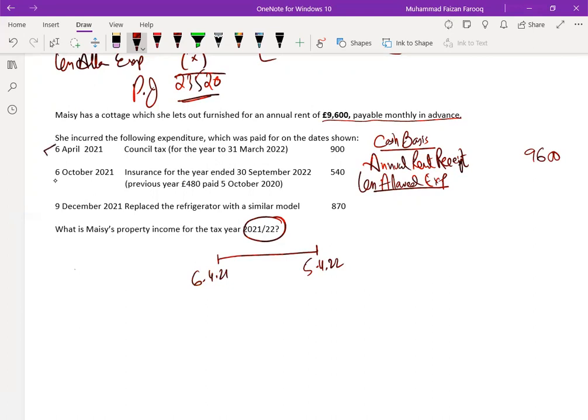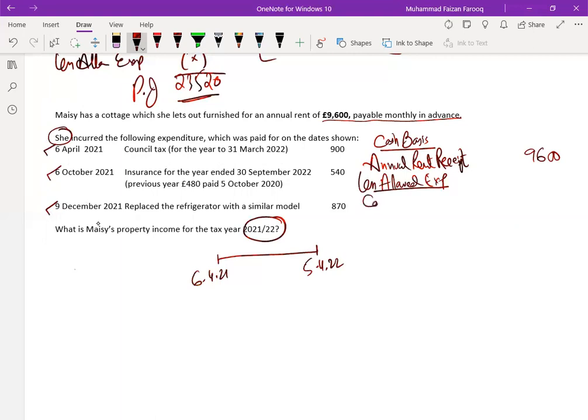Second one, please. Second one also. Third one, please. Yes. All of them fall under. Now we will apply the rules. Expense must be paid during the tax year. All three of them paid during the tax year. Revenue expense and cash basis paid by landlord. Yes, these are all paid by her.